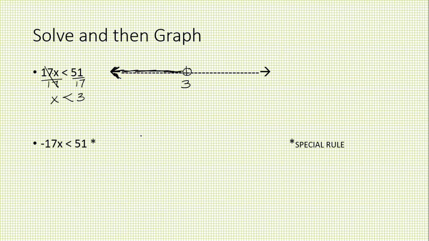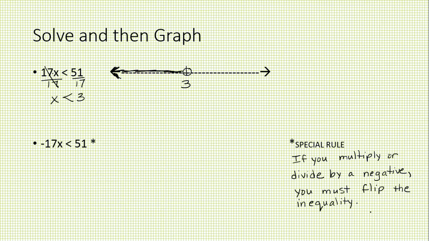Let's try the next example. Over here, I'm going to write a new rule for you that is incredibly important. If you multiply or divide by a negative, you must flip the inequality. Let's see how that relates to our current example. So I have x times -17.